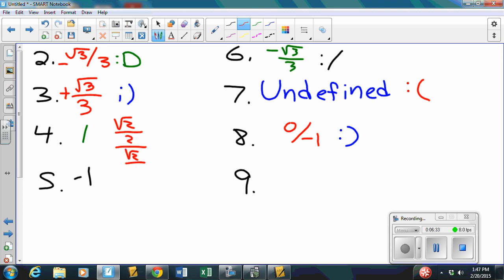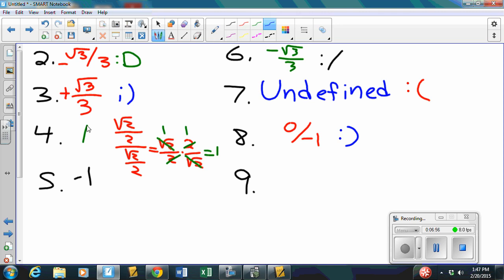Okay, on number 4, it was root 2 over 2 divided by root 2 over 2, which is root 2 over 2 times 2 over root 2. Several people in one of my classes are going like this: the 2's cancel, so you get 0. Is that true? 2 divided by 2 is what? 1. And root 2 times root 2 is 1. 1 times 1 is 1.